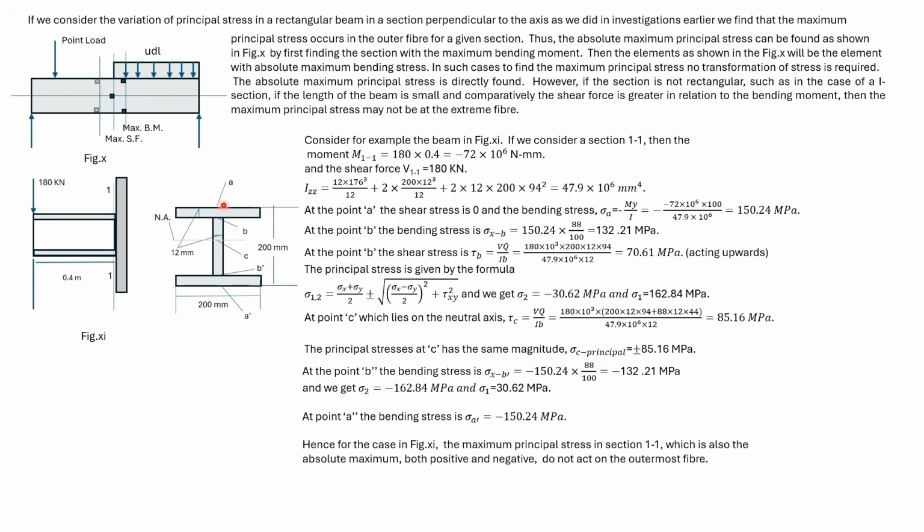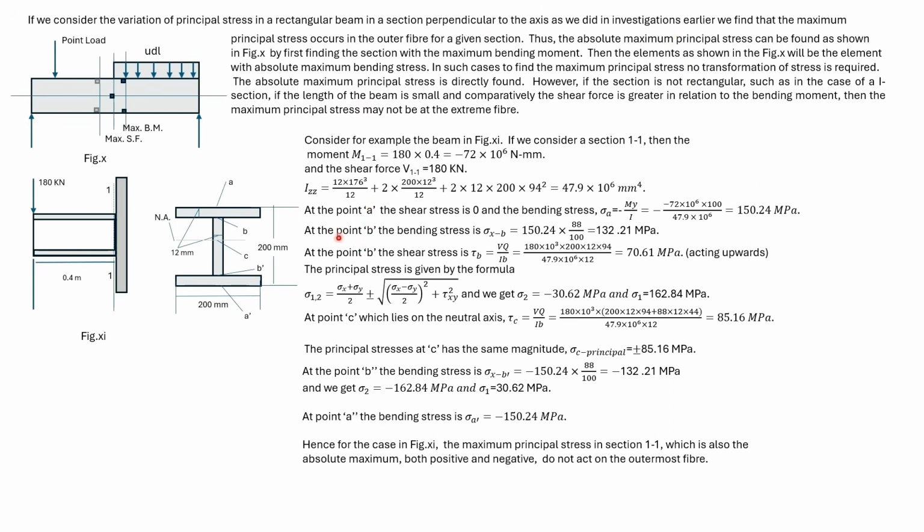At the point A, the shear stress is 0 and the bending stress is given by minus My by I, and we get a positive value of bending stress. Since shear stress is 0, this is also the principal stress.